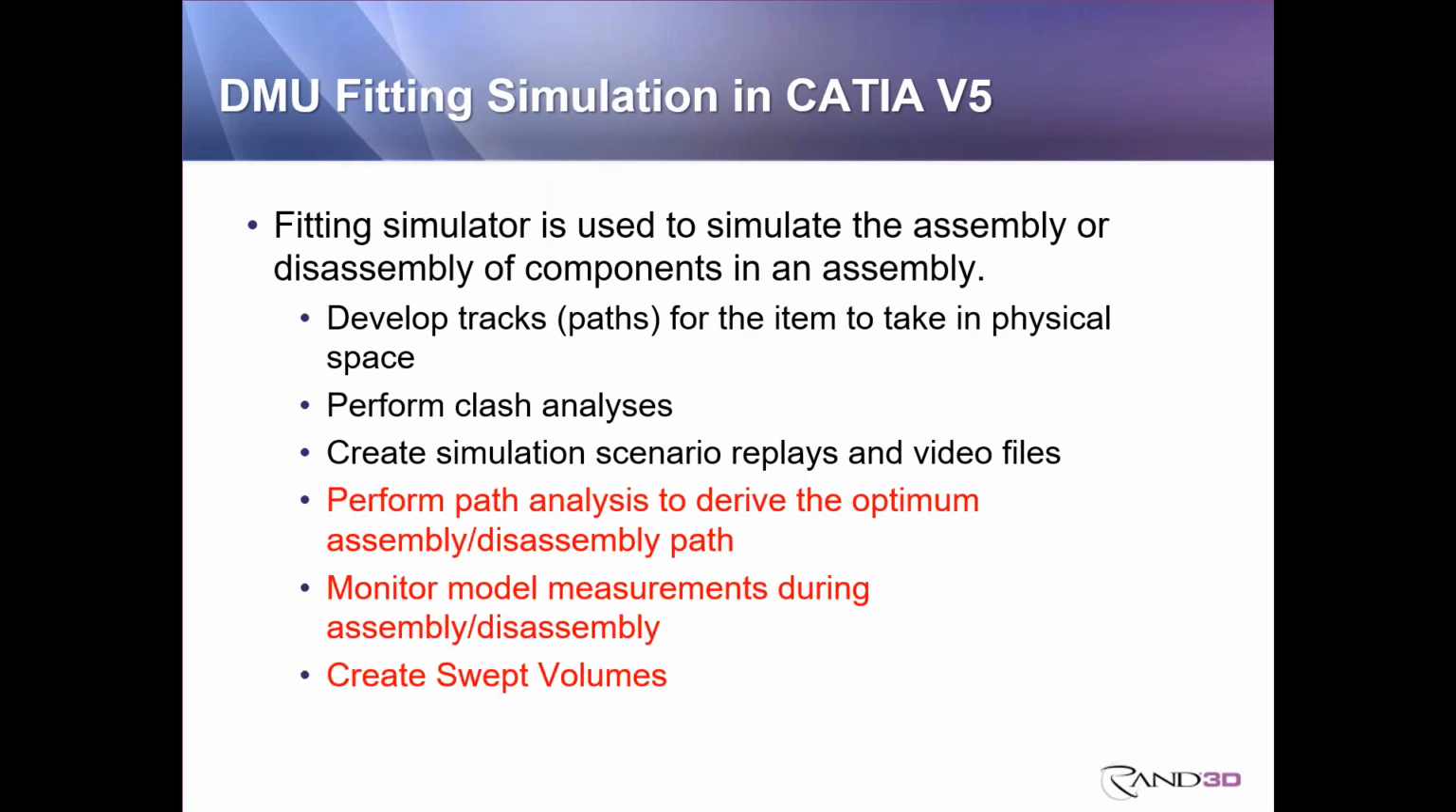So the focus of our webinar today is going to be these three little bullet points here. We're going to perform path analyses to really derive the optimum assembly or disassembly path that the object should take. And then as it's moving along that path, we're going to monitor certain measurements, so that we can confirm that we have minimum clearance distances being maintained.